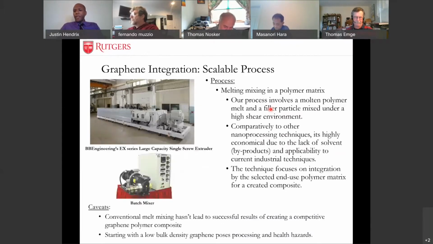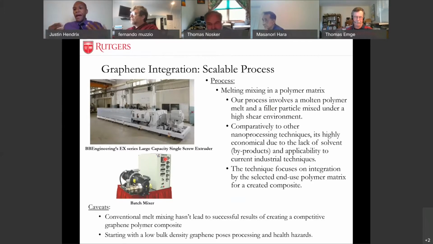Now, we talked about scalability and looking at that previous slide where we're going to go down that slope. For scalability, we look at industrial processes. Here you have an example of a large high-capacity extruder, and below is an example of one of the first iterations of the batch mixer that we use in this work. The idea is that we're using industrial processes of mixing molten polymer and a filler material under a high shear environment.